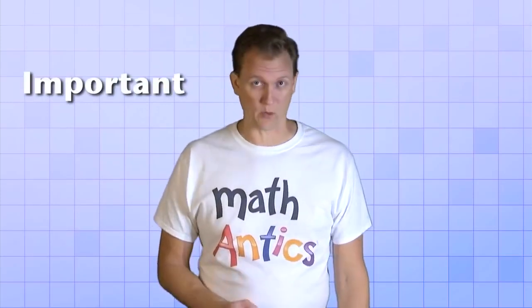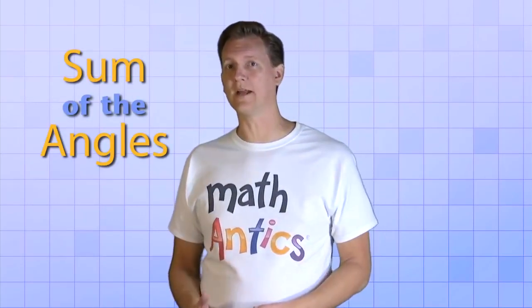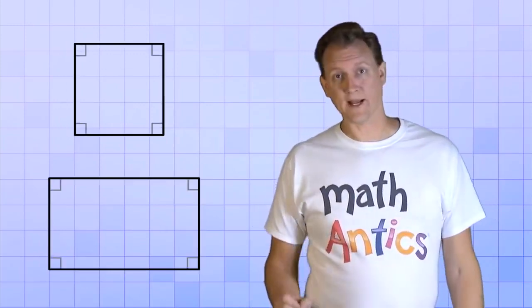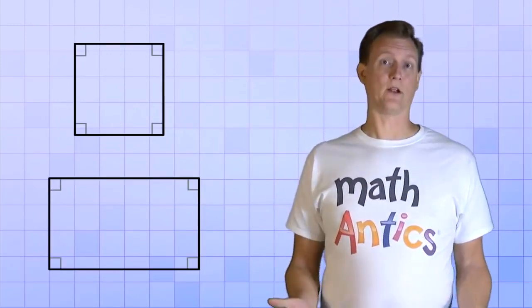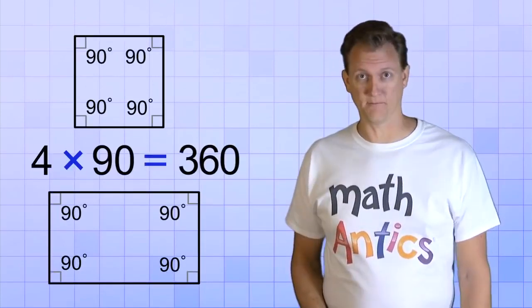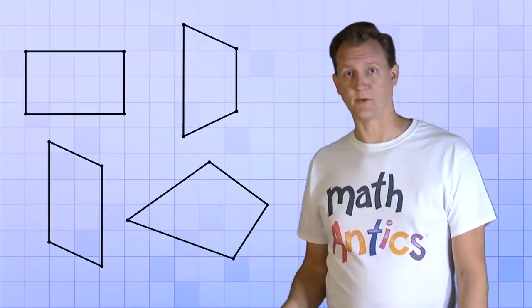But there is one more really important thing you need to know about quadrilaterals. You need to know that the sum of the angles of a quadrilateral is always 360 degrees. Now that's pretty obvious for a square or a rectangle. Those shapes have 4 right angles. And since we know that a right angle is 90 degrees, 4 times 90 gives us 360. But to see that it's also true for any quadrilateral, let's have a look at these 4 different examples.